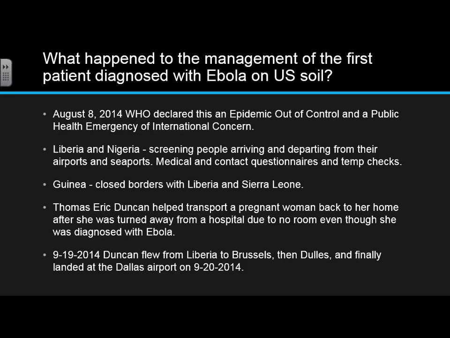But the other thing that happened is that Guinea, because it was having such a problem and was afraid of spread, did close its borders with Liberia and Sierra Leone. And I'm going, good luck with that. We try to close our borders, and not much comes out of that, you know.